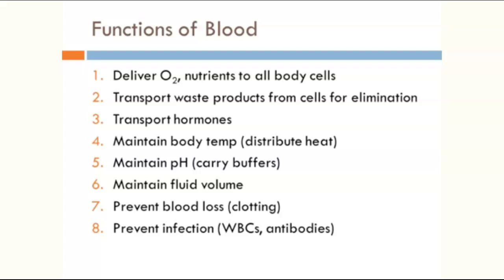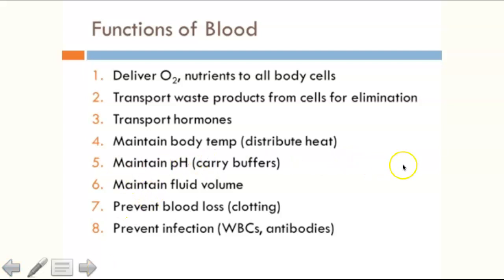Blood is really important in maintaining body temperature. We talked about that when we did the skin. We talked about how if we need to release heat from the body, the blood vessels dilate. That's why we appear red. And then the heat that's carried through the blood gets released into the atmosphere. And if we are cold, our blood vessels constrict in an effort to maintain that temperature within our body.